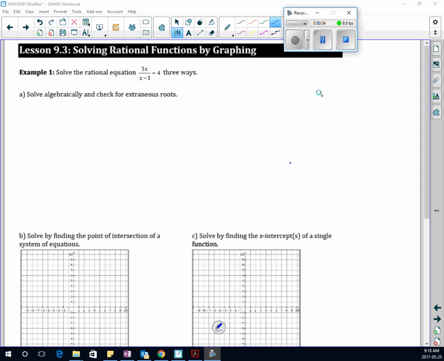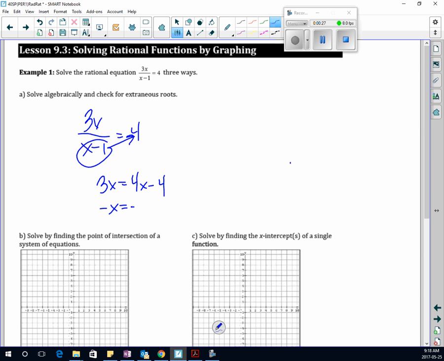Sure. Okay, let's do this. So we're going to solve this algebraically. Do you remember how to do this from grade 11? 3x over x minus 1 equals 4. Cross multiply. That's your friend. 3x equals 4x minus 4. Everybody good with that? Move over the x's. Negative x equals negative 4, so x equals 4.